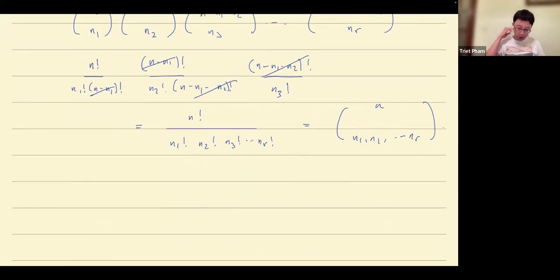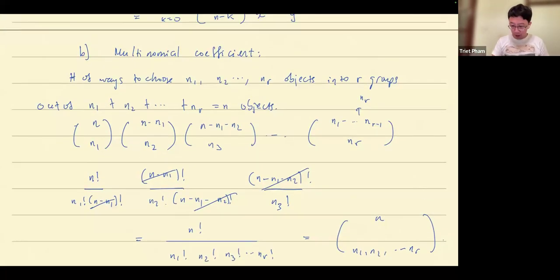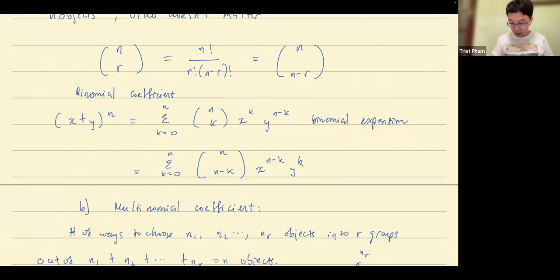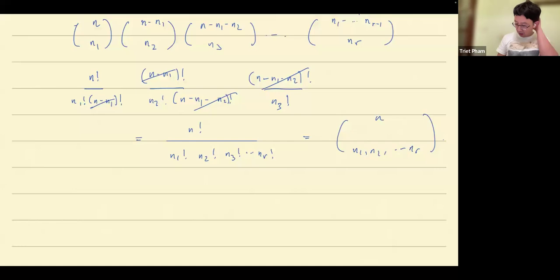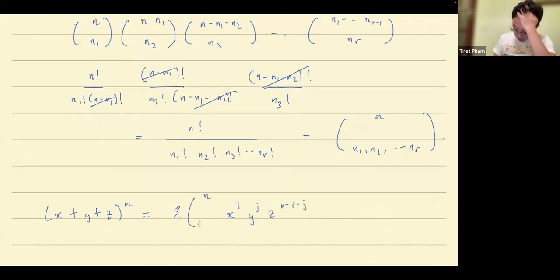And the multinomial coefficient, there's also a multinomial expansion, but for obvious reasons, it's not very easy to write down with a lot of terms. Let's just write it down with, say, 3 terms. Let's say x plus y plus z to the n. What would that be? It will be the sum of x to the i, y to the j, and then z to the n minus i minus j. The coefficient in front of it is n choose i, j, n minus i minus j.